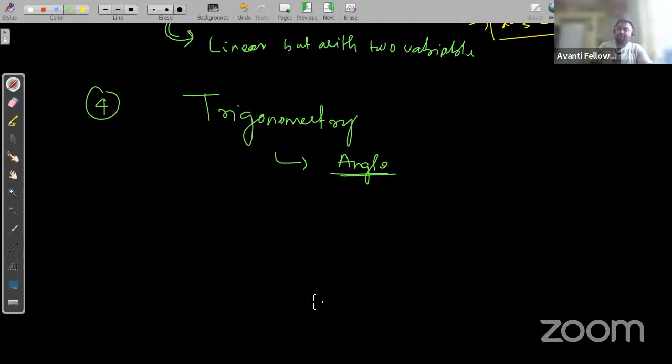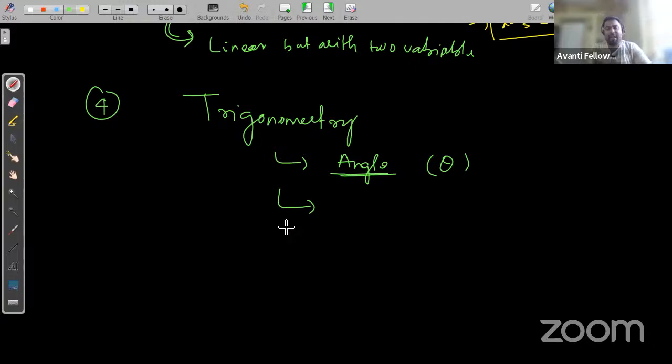Someone is saying theta is a quantity, theta is an unknown value. Yes, someone is saying angle means theta. Okay, I am asking what is angle? The definition of angle. Anyone can say? What do you mean by angle?